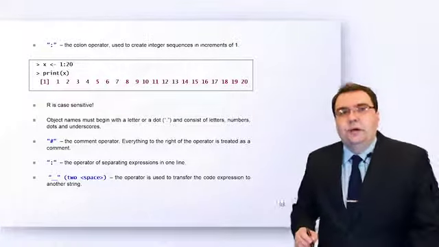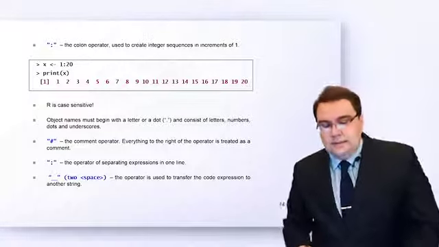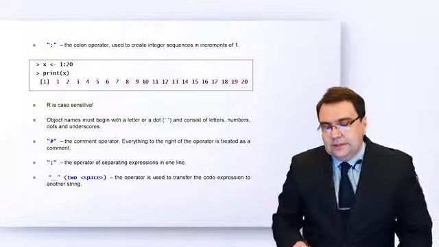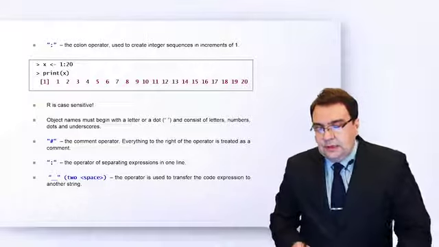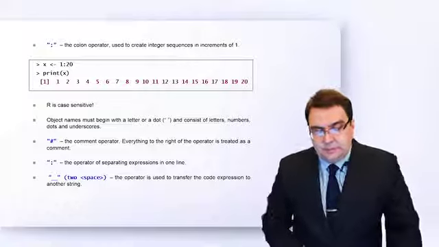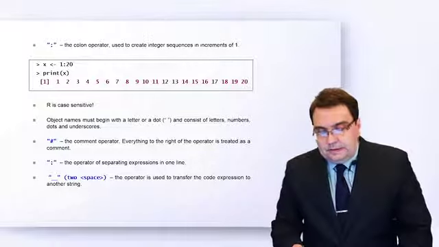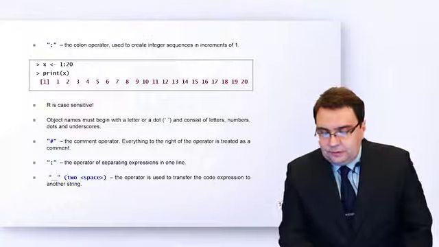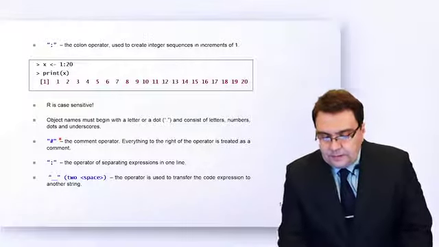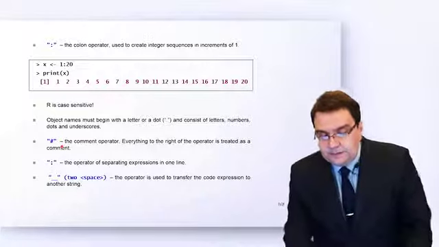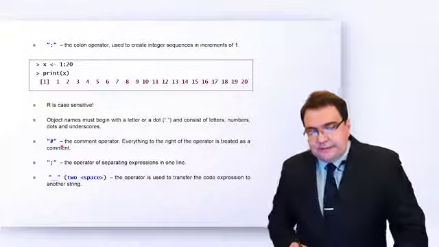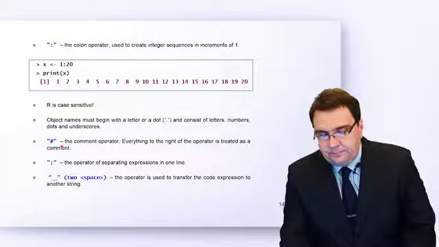The next important remark is that R is case sensitive. Object names must begin with letters or a dot and consist of letters, numbers, dots and underscores. Then for comments we use the hash operator. Everything to the right of this operator is treated as a comment.